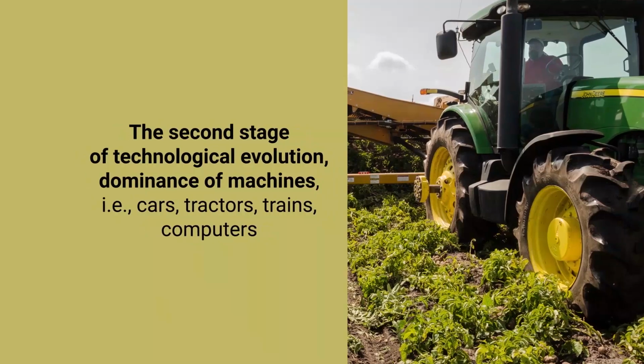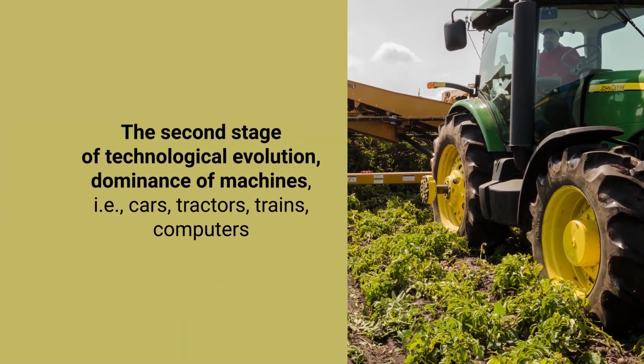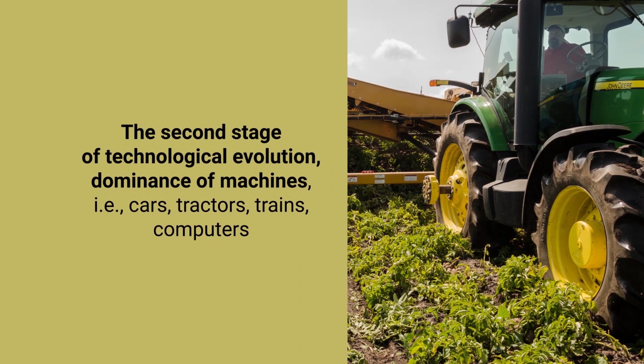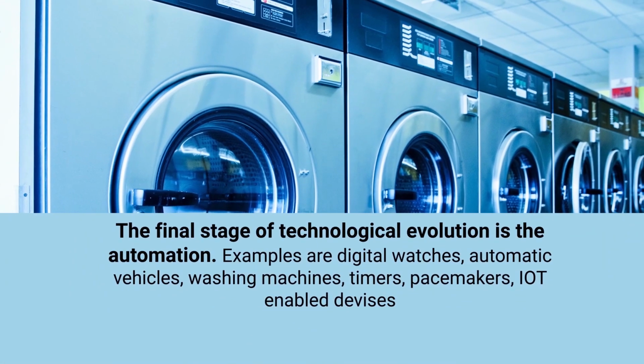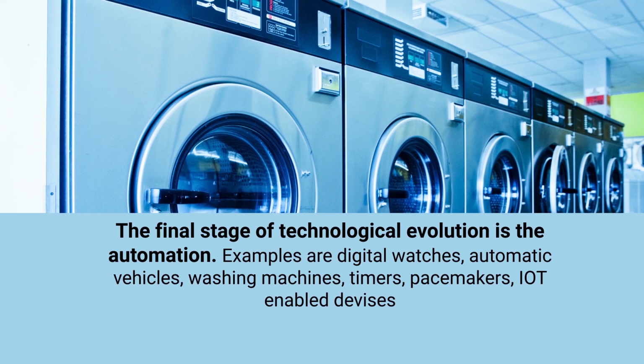The second stage of technological evolution was when the dominance of machines came. For example, our cars, cycles, tractors, trains, computers, they all come under the second stage of technological evolution. And the final stage, in which we are today, is the automation stage of technology. For example, we have everything automatic.